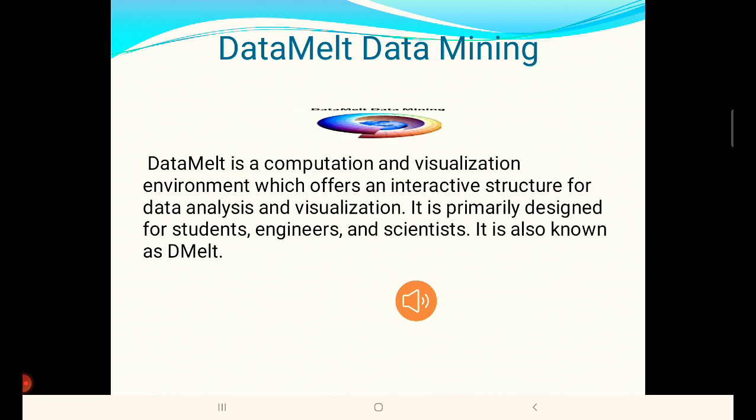The next tool is Data to Knowledge, also known as DMINT. It is a computation and visualization environment which offers an interactive structure for data analysis and visualization. So this tool is basically designed for students, engineers and scientists. So to analyze or to design or present the data in visualization, this tool is very helpful.